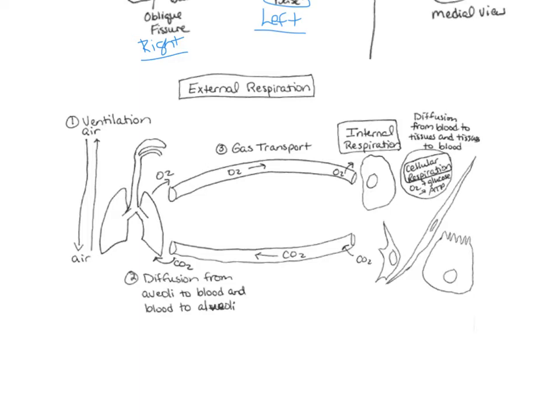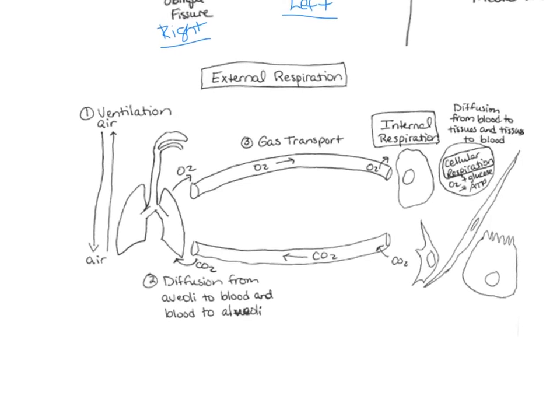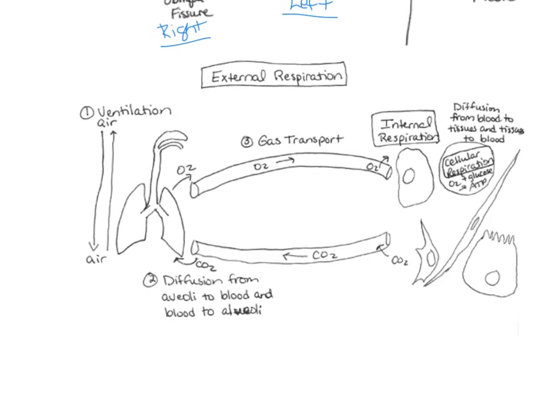We're going to talk about external and internal respiration. External respiration is going to include three things. It includes what we call pulmonary ventilation, and that's just bringing air in and out of the lungs. So we have to talk about the pressures and why that happens.